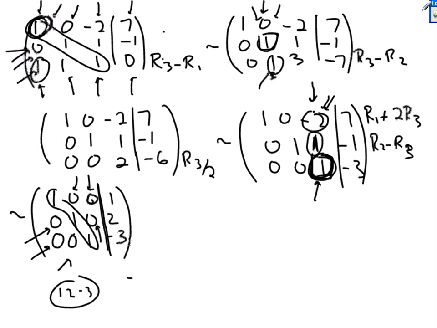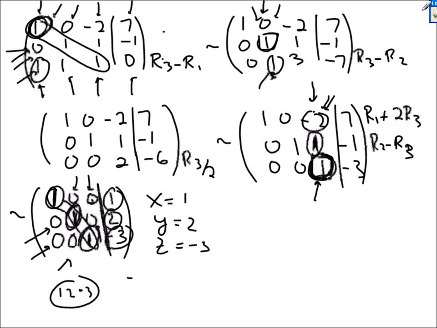Okay. Now I want to get what's on the diagonal to be 1. In row 1, it is 1. In row 2, it is 1. In row 3, it is 1. X equals 1. Y equals 2. Z equals negative 3. Exactly what I said the answer would be. X is 1, Y is 2, Z is negative 3.